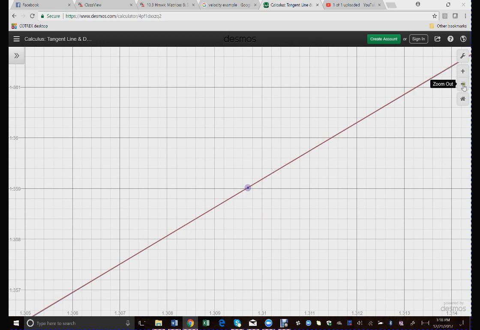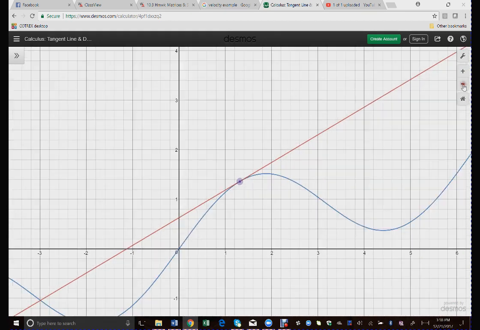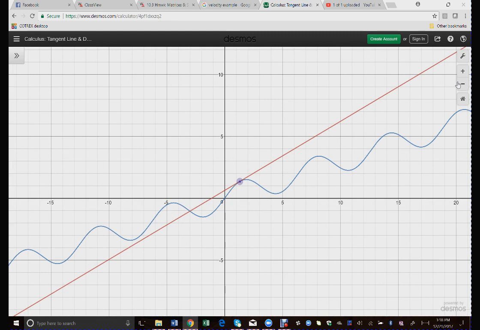A tangent line is a line that looks just like the graph for a very small portion showing the steepness. But if I zoom out, I see the rest of the graph is very curved, and that tangent line is only matching the curve at a very, very, very small portion of it.